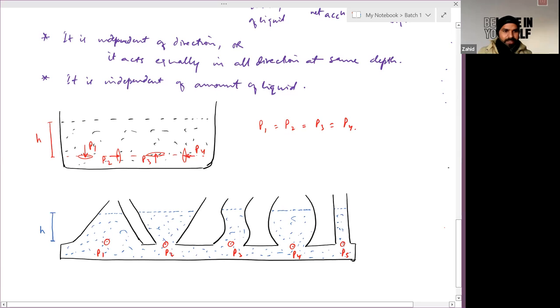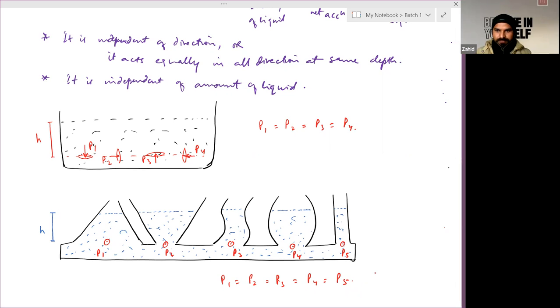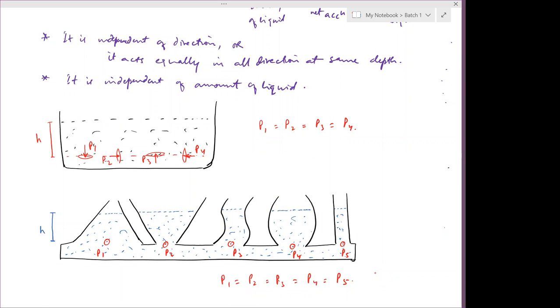But since pressure at the same depth, H, if you calculate, it will give you the same result. So P1, P2, P3, P4, and P5 all are equal to each other. So we can say pressure at any particular depth will be independent of the amount of liquid. It just depends upon the vertical column above it and nothing more. Hamza, is it clear? Yes, sir. Okay, just write it down.